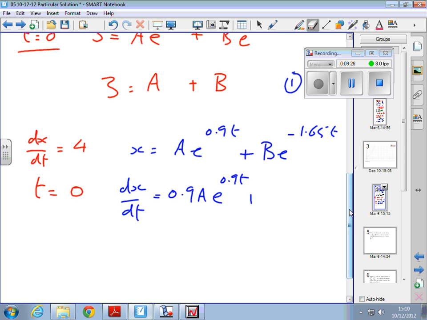So that will now become minus 1.65 b e to the minus 1.65t. Why am I putting t there? That's for a general function. For an exponential function, it stays the same. For this particular exponential function where the base is e, that's this very, very unusual function where the differential is the same as the original function.